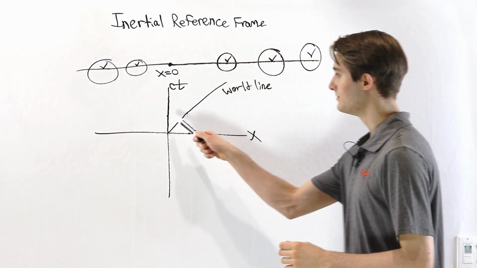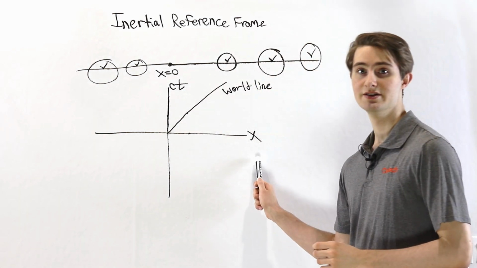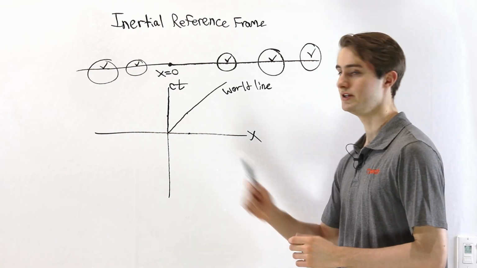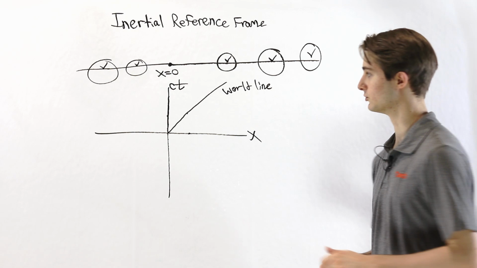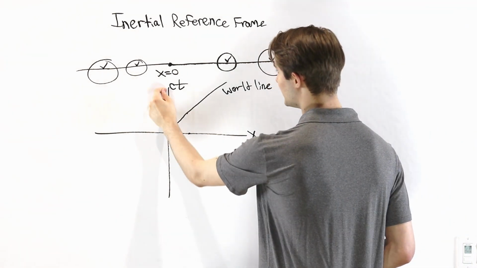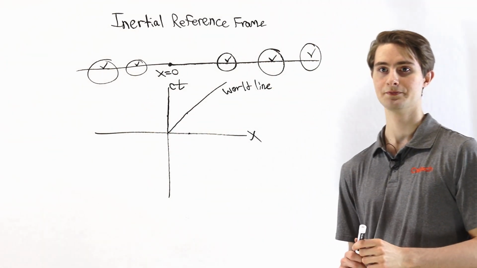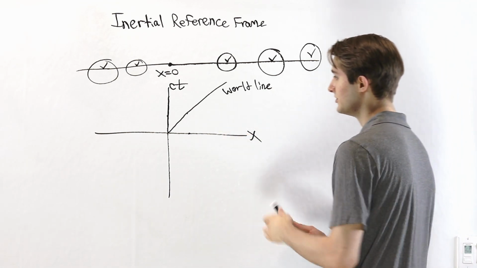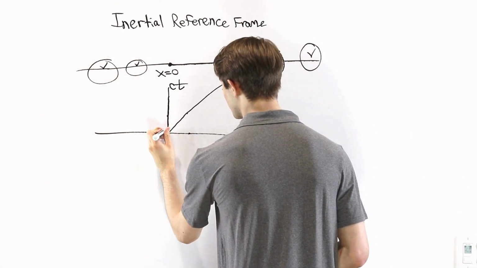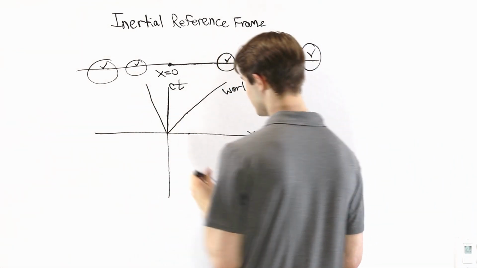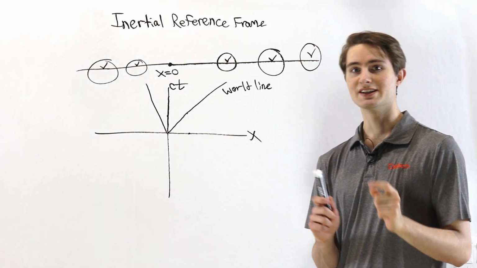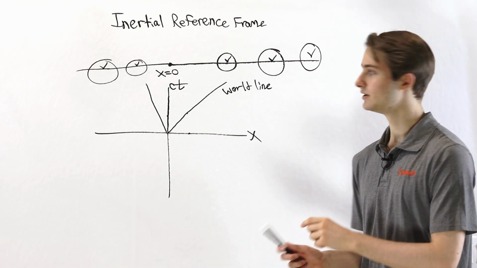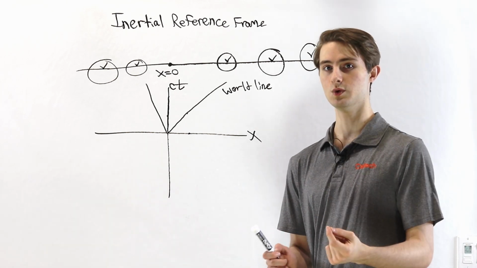Because as time progresses, the object doesn't move at all, so its position is going to stay as 0, but of course the clocks are going to keep ticking forward, and so we'll see the vertical line as time increases. If I were to move in the opposite spatial direction, then the world line might look something like this. Now notice that anything traveling less than the speed of light will have a slope greater than 1.